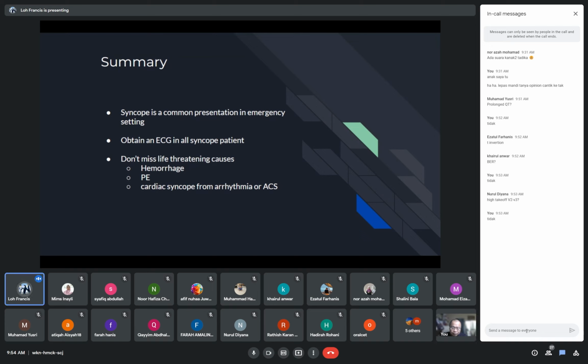In Wolf Parkinson White, there will be a short PR interval of less than 120 milliseconds. The QRS is normally shorter, but in Wolf Parkinson White, there will be a wide QRS longer than 120 milliseconds, yeah, with a slurred upstroke. Dia ada nama glamour: delta wave. Yes, siapa yang sebut delta wave tadi? Delta wave.